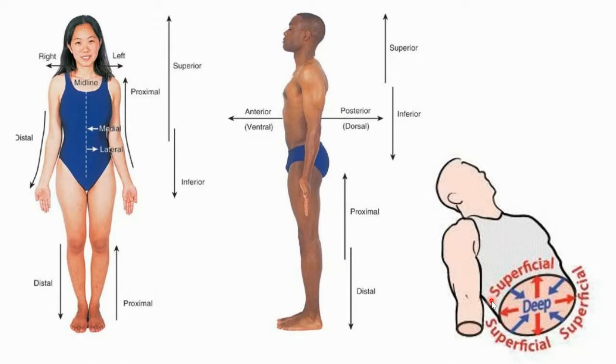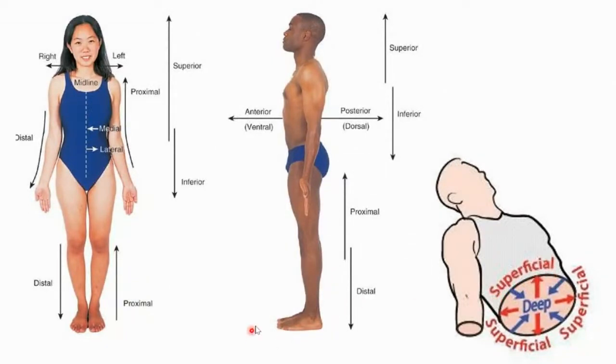The most superficial thing on your body is your skin. So anytime I compare anything to the skin, we're always going to say that the skin is superficial, it's on the outside, compared to anything else. Because everything in your body is wrapped up inside your skin. If we're comparing the heart to skin, for example, we would say that the heart is deep to the skin, or we could say the skin is superficial to the heart.